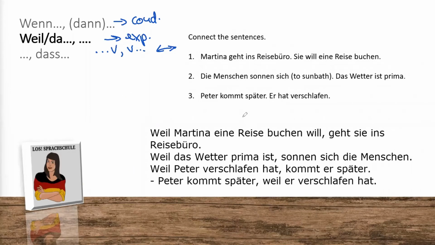Weil Martina eine Reise buchen will, geht sie ins Reisebüro. Same concept. We have the infinitive here and the actual conjugated verb, in this case a modal verb, a helping verb, at the end. And in the second part, we have again the verb in front so that they are close to each other. Because Martina wants to book a vacation or a trip, she goes to the travel office.